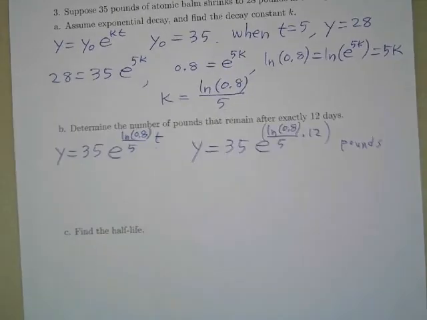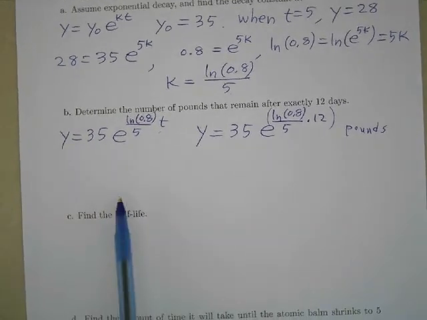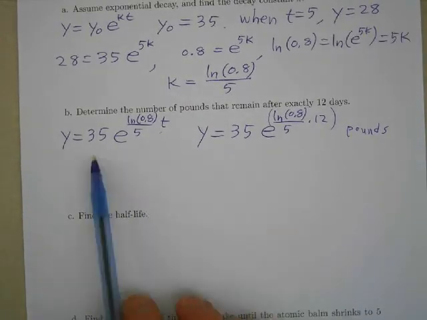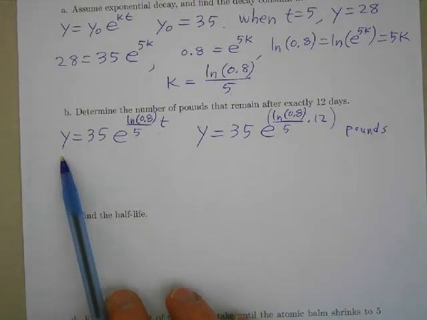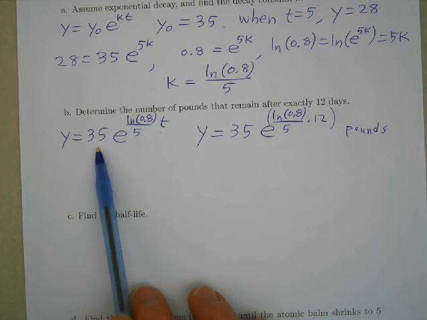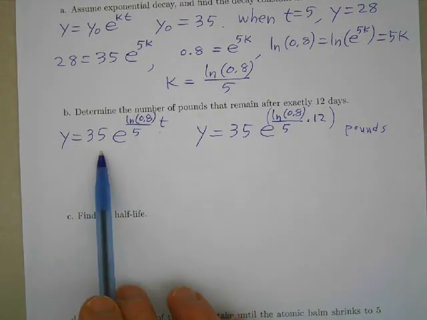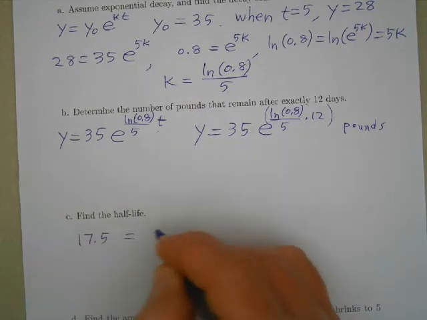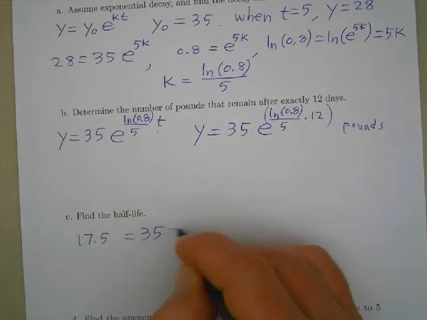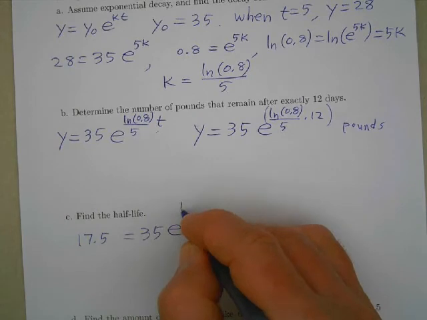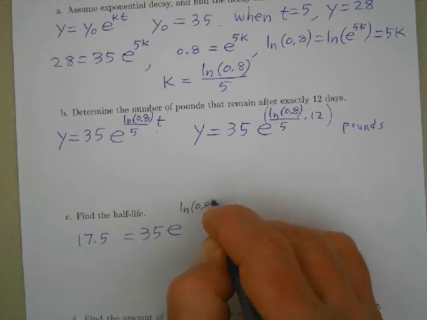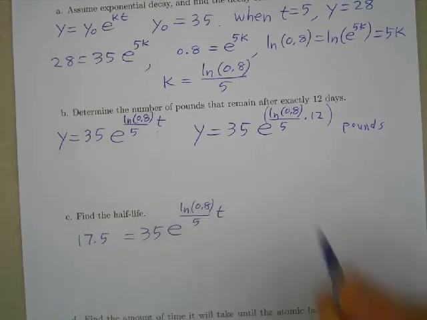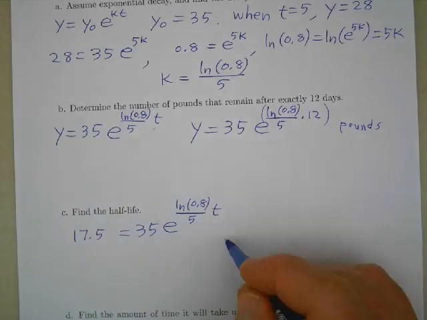Okay, find the half-life. So since it's exponential decay, it's only a matter of time until the quantity reduces to 1/2 of what it started with. 1/2 of 35 is 17.5, so we set 17.5 equal to the function 35 times e to the natural log of 0.8 divided by 5 times t. Solve this for t, that will be the half-life.